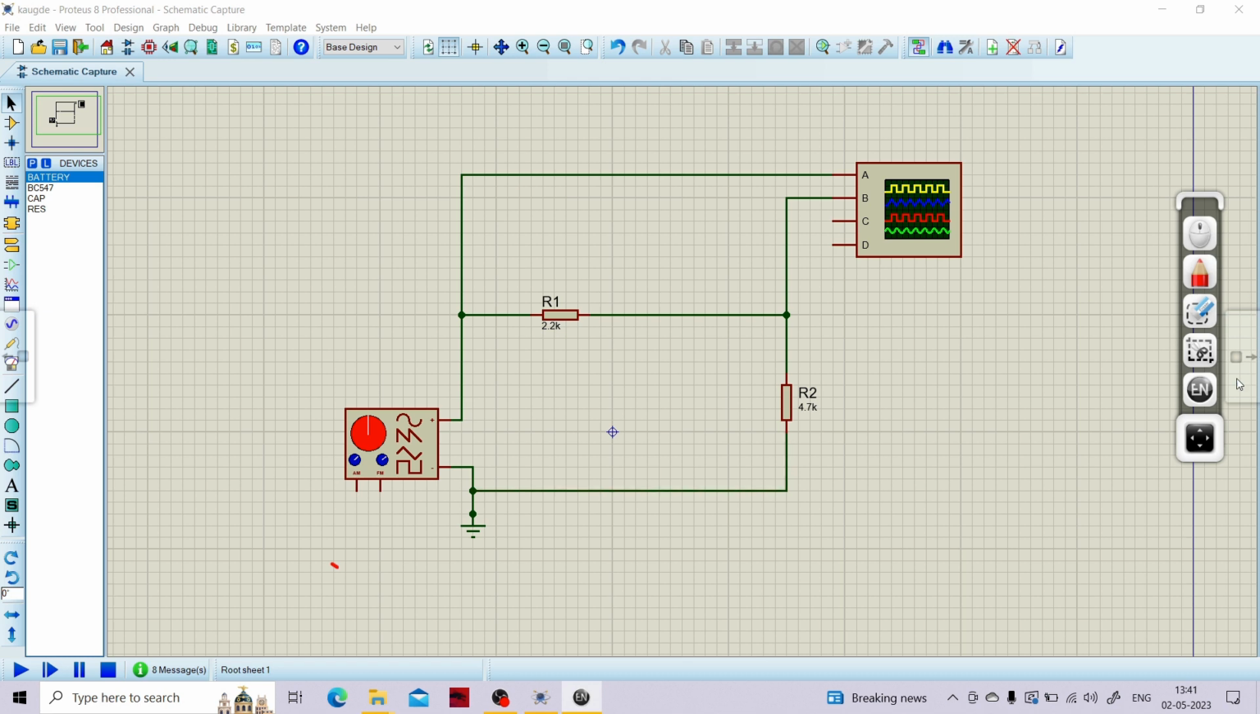I believe you all are familiar with the Proteus software. You know how to use it, because in almost 2-3 courses I had covered this software in depth. Anyways, we'll simulate this circuit and check what kind of signal we get over here. So let me just run this circuit.